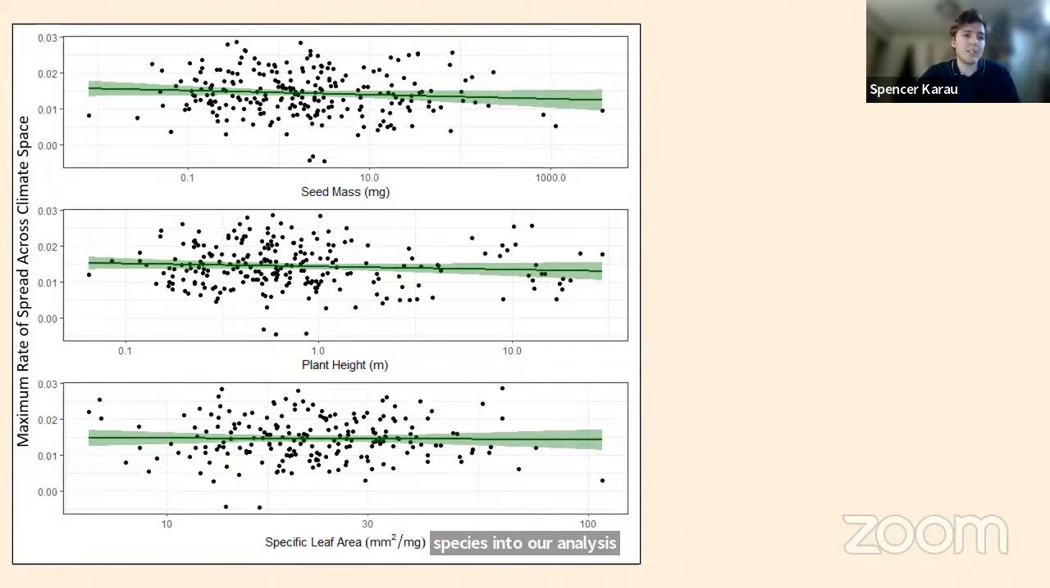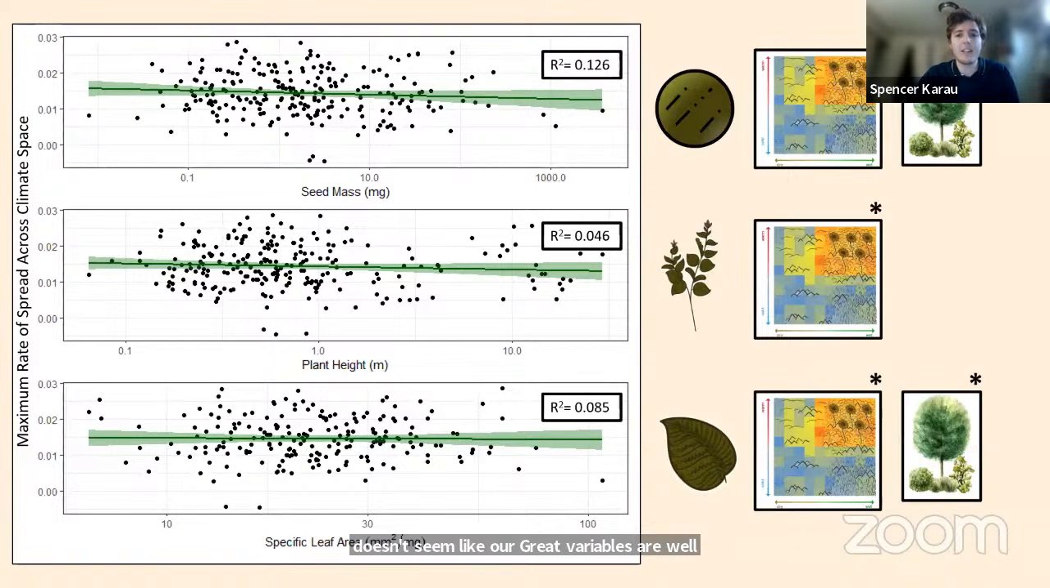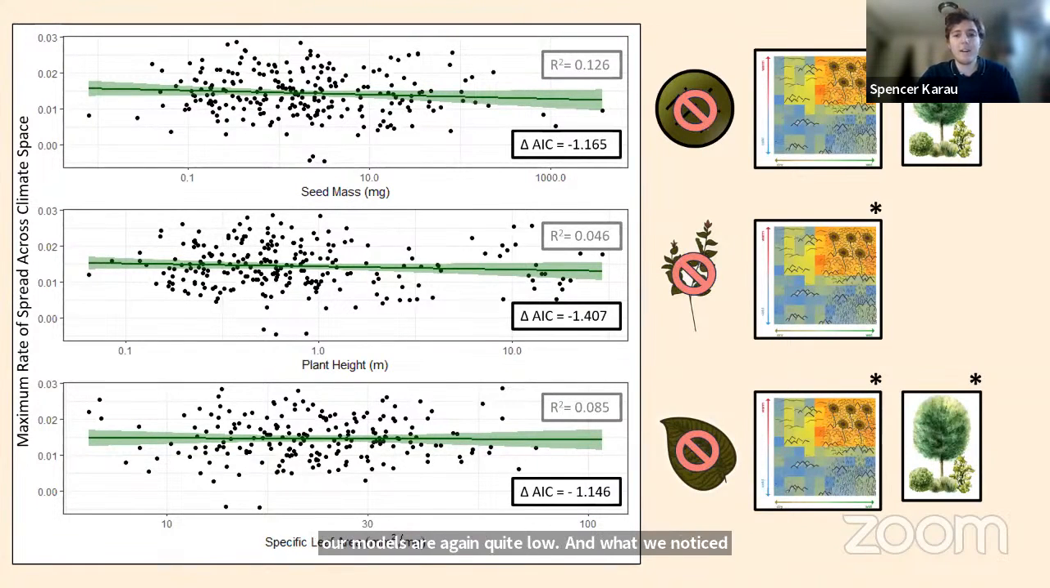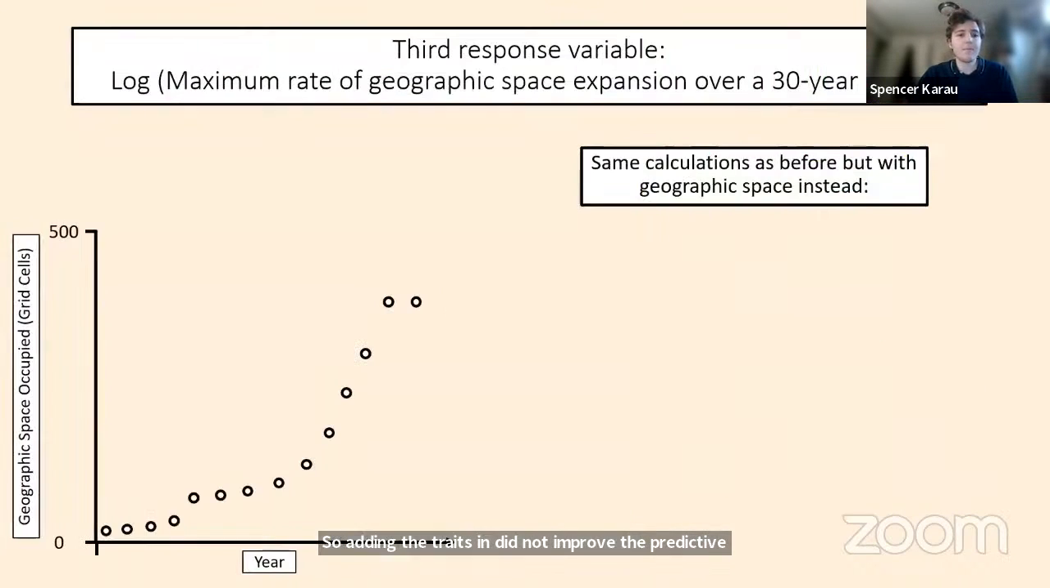Doing this, you'll see our response variable once again on the Y and our trait variables on the X, and note again that the traits have been logged. We see that there's again a good deal of scatter, and it doesn't seem like our trait variables are well correlated with our response variable. This is echoed in that the adjusted R-squared values for our models are again quite low. What we noticed here was that none of our trait values served to increase the predictive power of our models. So adding the traits in did not improve the predictive power of our models in any of these cases. So finally, we had one more response variable that we were going to look at.